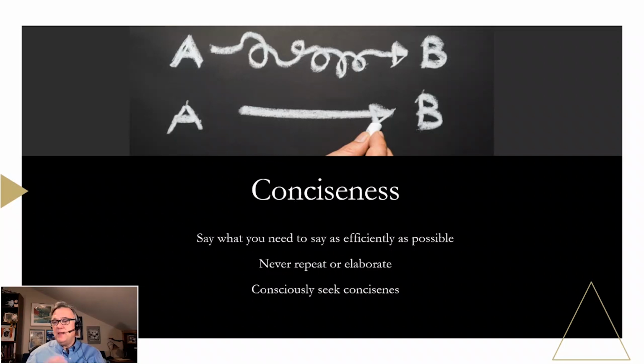Listen. Another thing that we all probably need to do better at is conciseness. And I struggle to get through this slide quickly, ironically. Say what you need to say as effectively and efficiently as possible. Never repeat or elaborate. I think the most common problem we have with conciseness is we say something, often very well, and then we go, well, maybe I need to reemphasize that or repeat it or qualify it or elaborate on it. So you need to not repeat yourself and not elaborate.